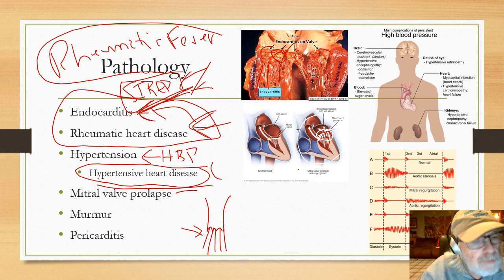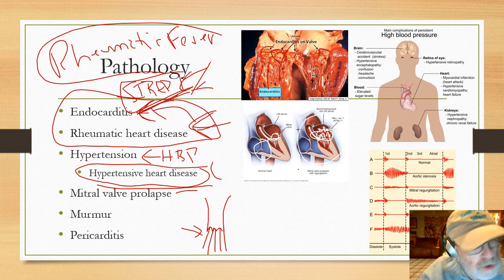These are abnormal sounds. It either means that one of the valves is not working quite right, either not letting blood through, which is called stenosis, or opening too much and letting blood go backwards where it shouldn't go, which is called regurgitation. Or it might be because there's a hole in the wall of the vessel, or the ductus arteriosus is open. There are multiple things that cause murmurs.